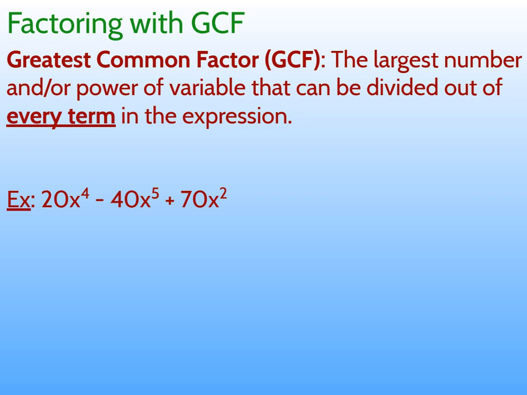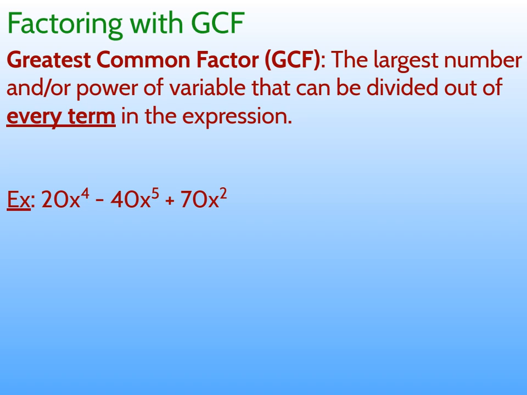Let's do this thing. So, we're going to start factoring today, and we're going to start factoring with the greatest common factor. The greatest common factor is the largest number and/or the largest power of a variable that you can divide out of every term in the expression. The real key here is that it has to be every single term. So not just those first two, but all of these terms it has to divide into. So let's do this quick example and figure out what we can factor out.